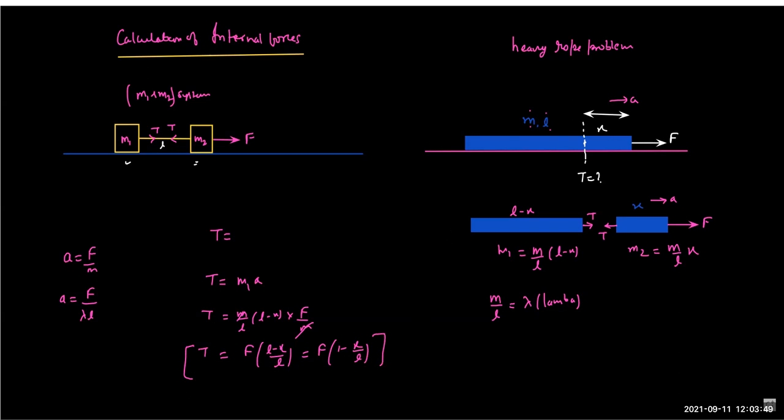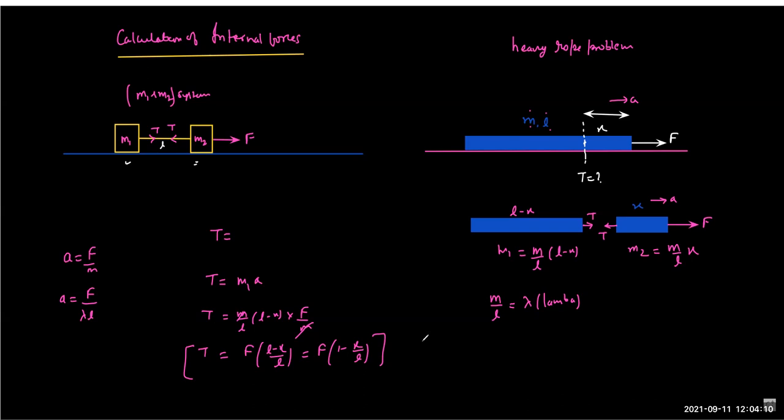So as X will change, the tension will change, and we can also realize that if X is exactly equal to L, the tension becomes zero. It means at the free end, no tension will exist.